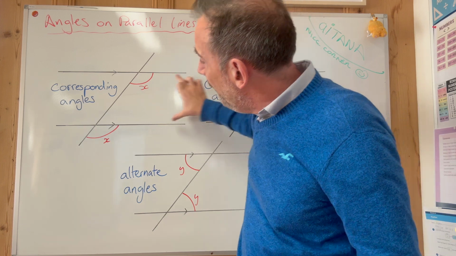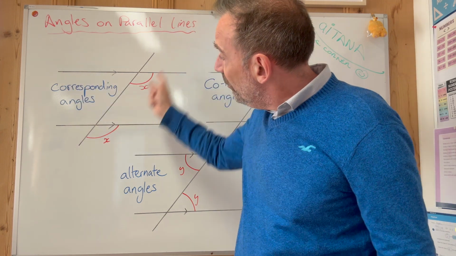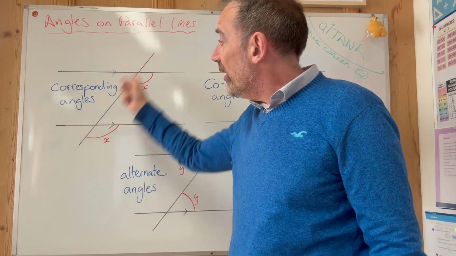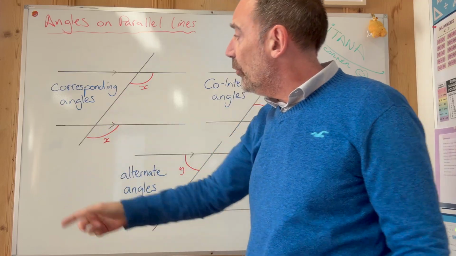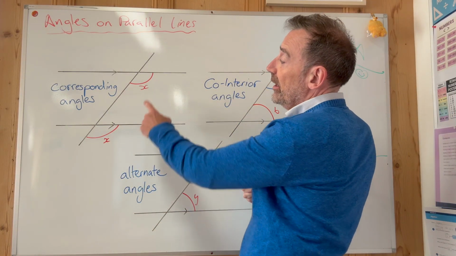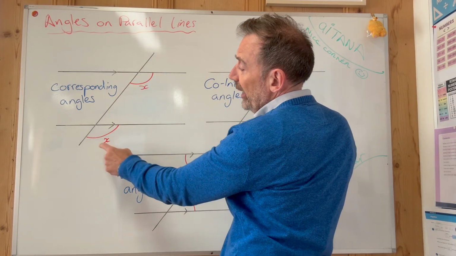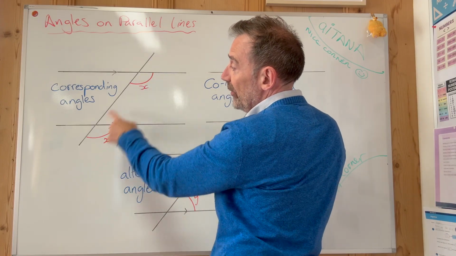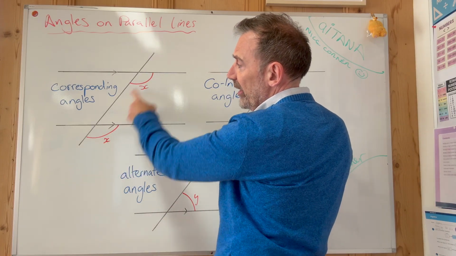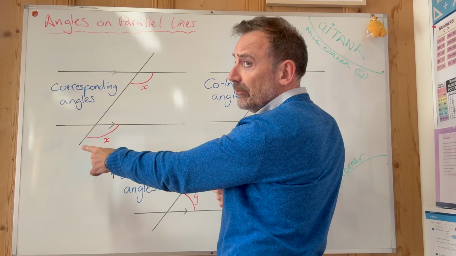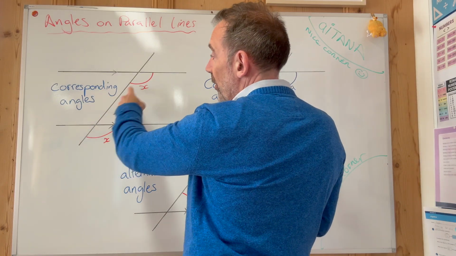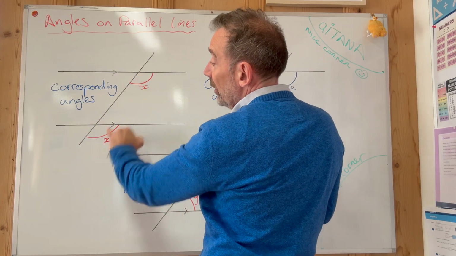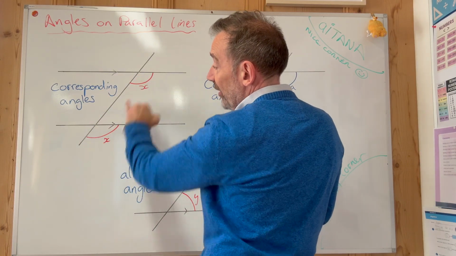You can see we've got the parallel lines here, and we've got a transversing line that cuts through these parallel lines. Now what we've got here, I've labelled them both X because both of these will be the same. Okay? Have you seen this before? No. Okay, fair enough.